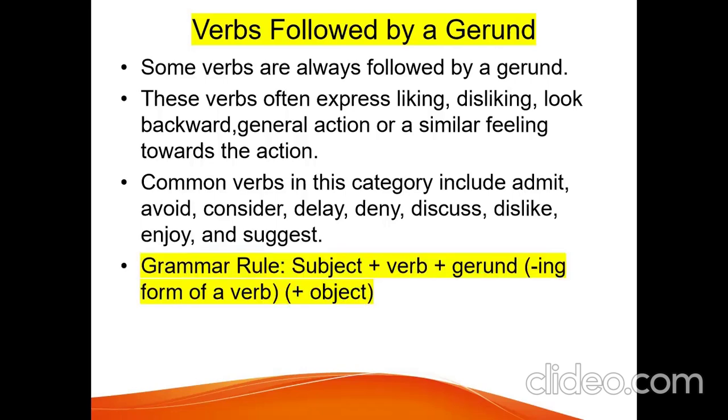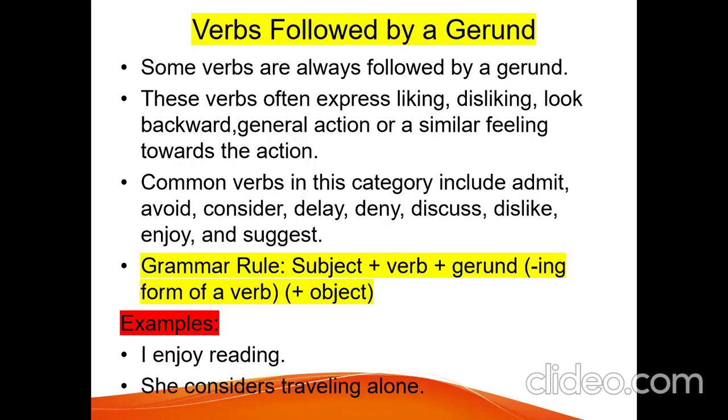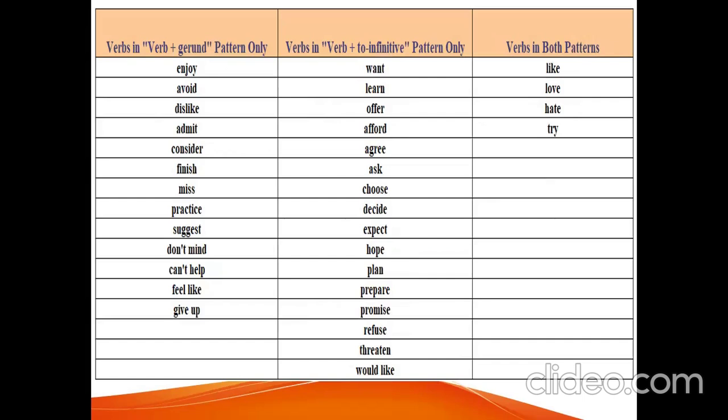Again, grammar rule: subject plus verb plus gerund plus object. Examples: I enjoy reading. Liking. She considers traveling alone. So here, if we have the words admit, avoid, consider, delay, deny, discuss, dislike, enjoy, and suggest, you have to use gerund after these verbs.